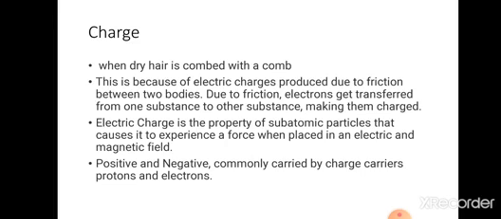Now the first concept in this unit 2 is charge. Now you have already known this concept, right? आपको सब कुछ पता है कि चार्ज क्या होते हैं, कितने टाइप्स के चार्ज होते हैं, what are the examples of the charge. So let's revise it for you.